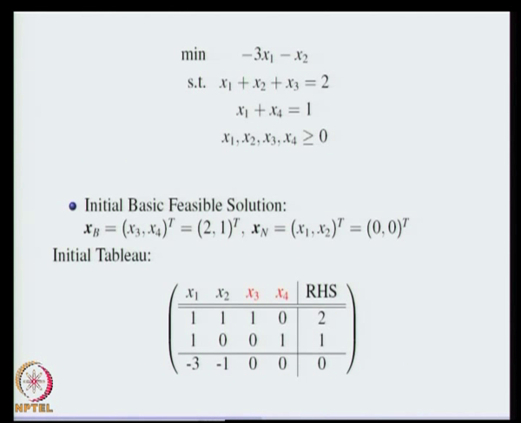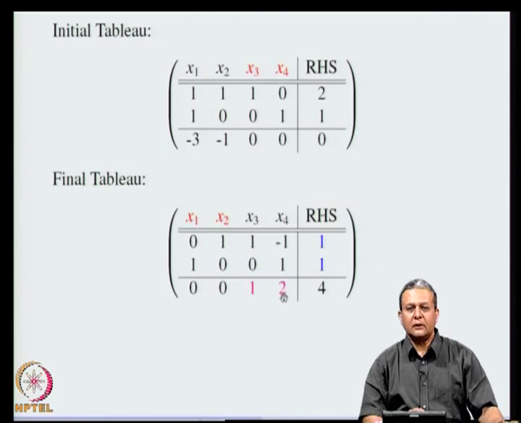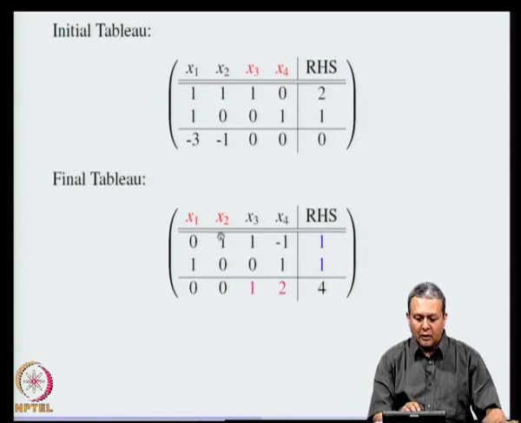Now, let us solve this problem using the simplex tableau. By introducing slack variables, we get x3 and x4 to be the initial basic feasible variables and x1 and x2 as the non-basic variables, and this is the initial tableau. And then the final tableau would look like this. Now, the optimal primal solution is x2 equal to 1 and x1 equal to 1.